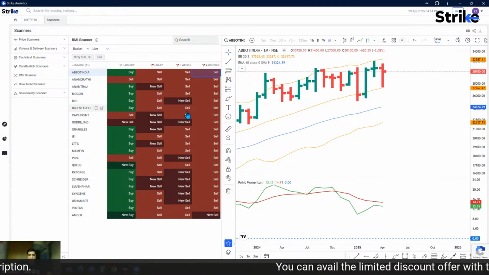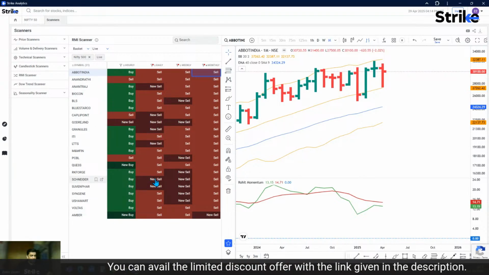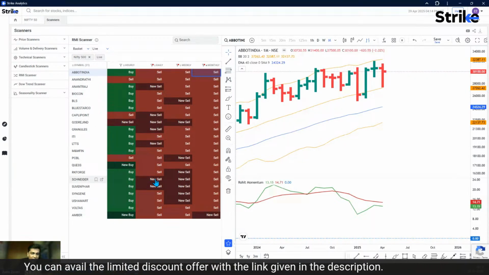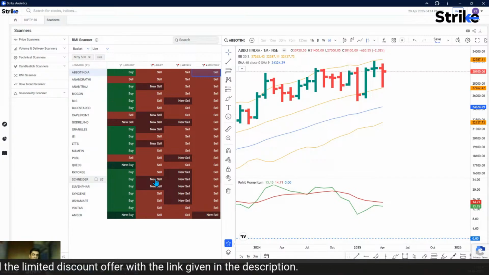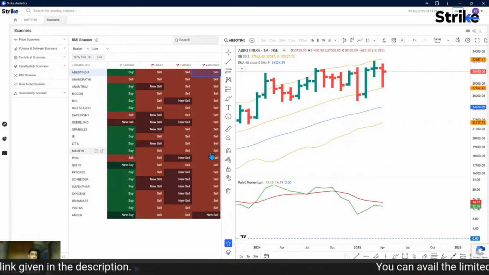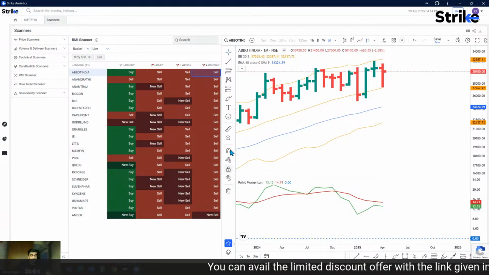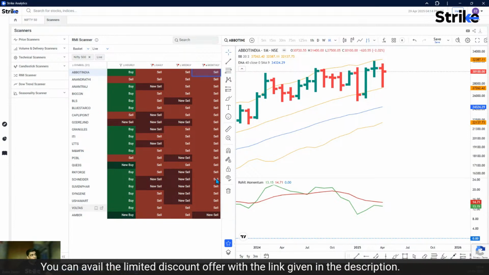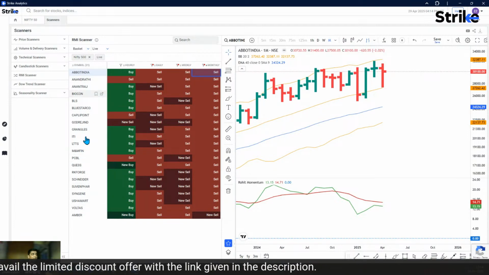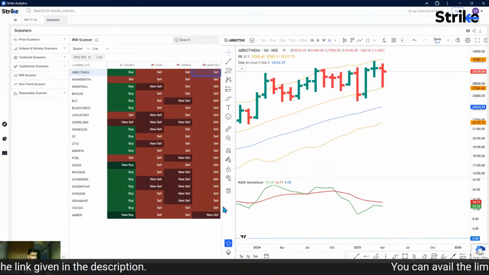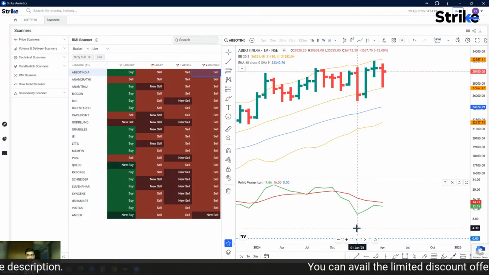So if there is a war type situation, or something really bad erupting, and the market starts falling down, and there is a new sell on the daily or weekly time frame in Nifty, then to find which stocks and which sectors to focus on, you can find those bearish momentum stocks like this, which I have shown you right now.